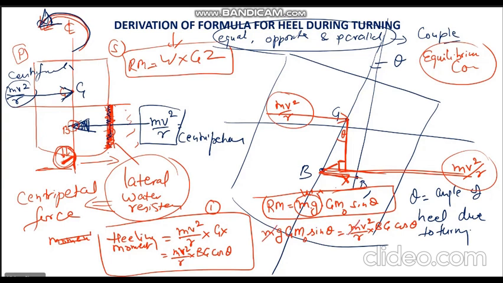And m gets cancelled out. If I bring cos theta to the left, sine theta by cos theta becomes tan theta. And I take everything else to the right, it becomes v square into BG upon r into g into GM initial. This becomes the formula for heel during turn: tan theta equals v square into BG upon r into g into GM.